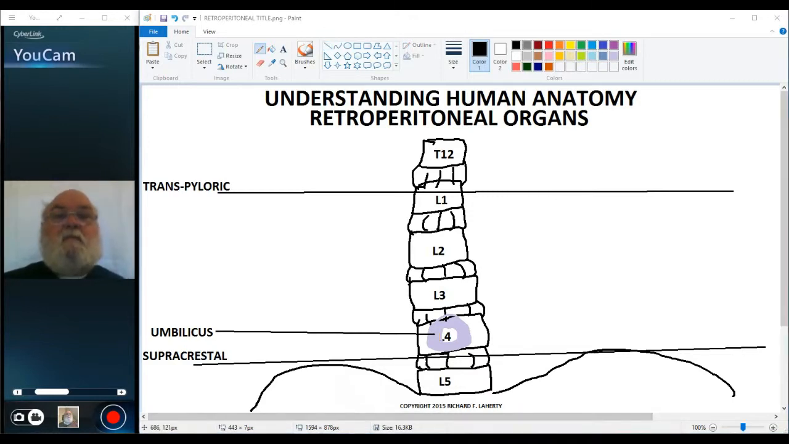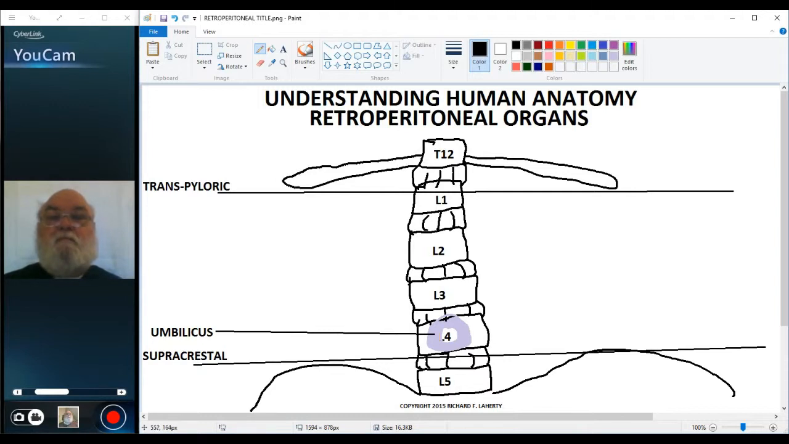Now, I'm going to sketch in the 12th rib. And remember, this is one that does not articulate with the sternum. And it's also a relatively short rib. And then we need to look at some muscles.